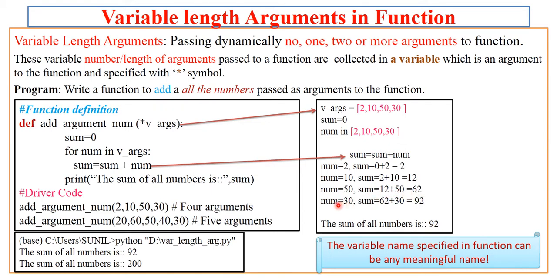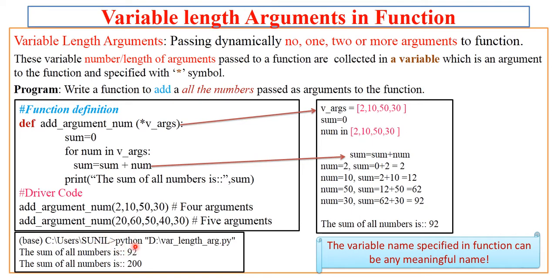Now the next num is 30, so sum equals sum plus num: the old value of sum is 62, the current value of num is 30, and that becomes 92. This is then printed using the print statement, that is, sum of all numbers is sum. So at last we print sum. This is the output of the program.